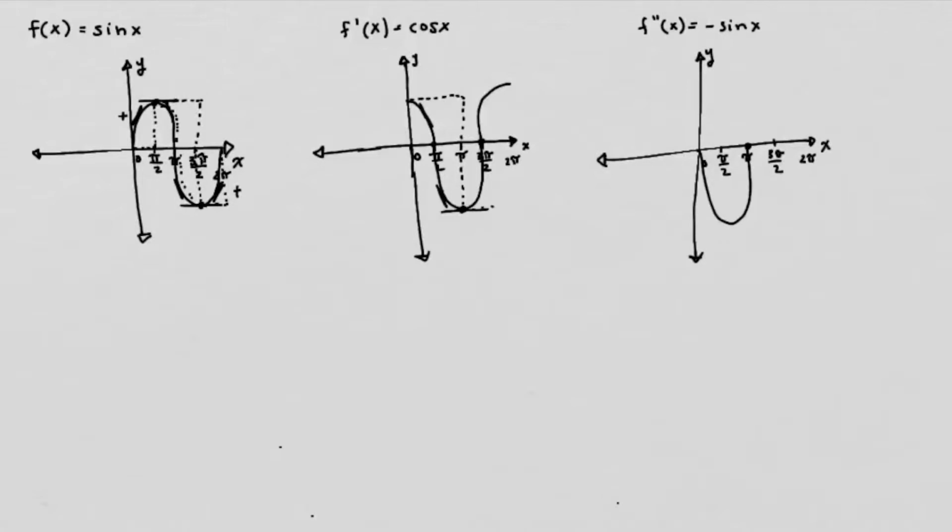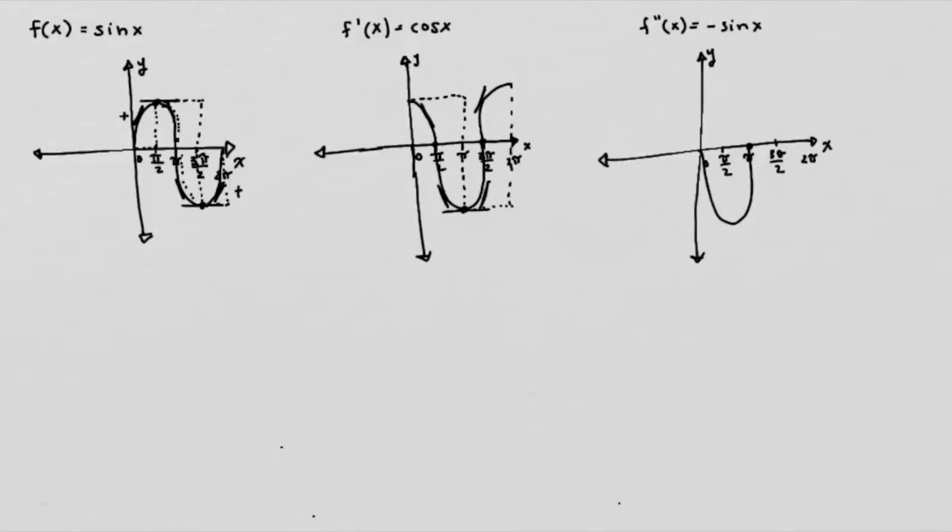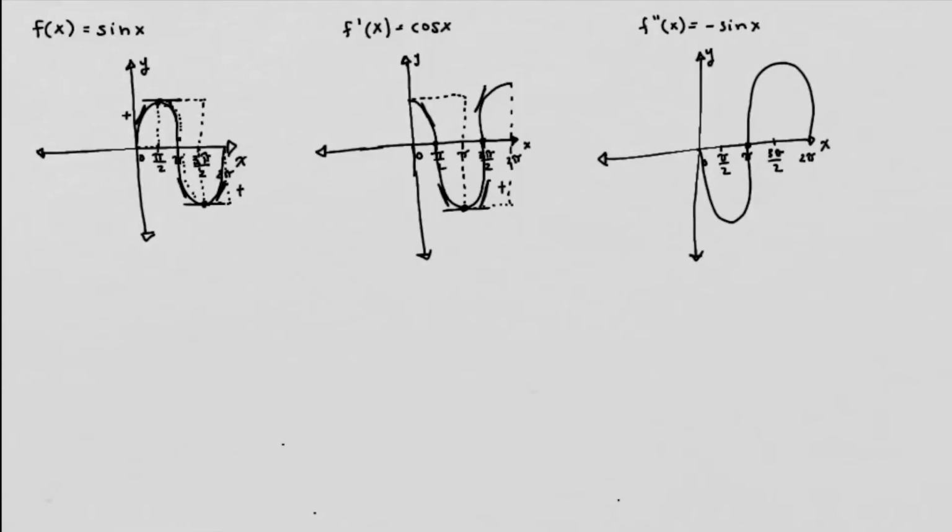So the next interval is from pi to 2 pi. And here our graph is increasing and has a positive slope. That means it will be above the x-axis, and this is what it will look like. So now you can see that it is just one process that you have to keep repeating.